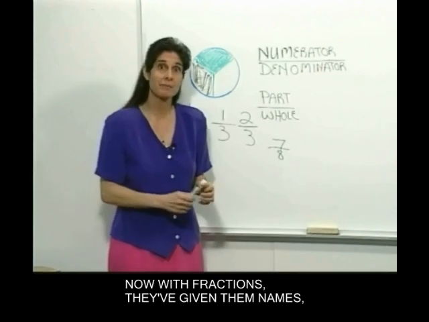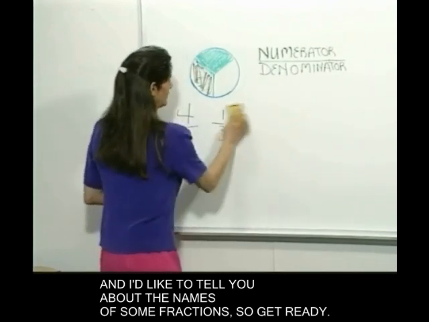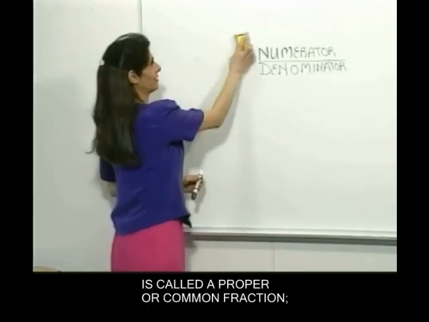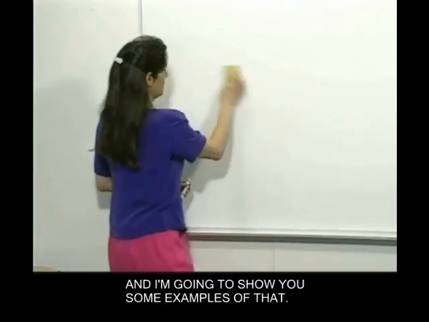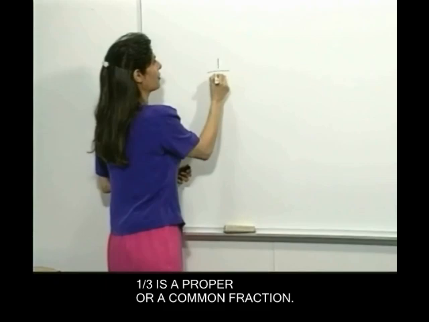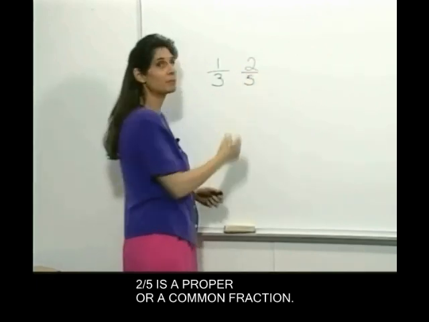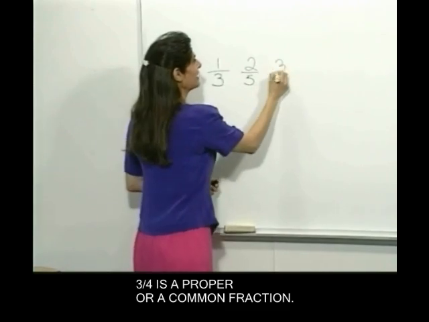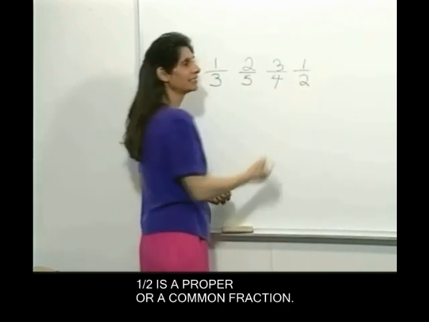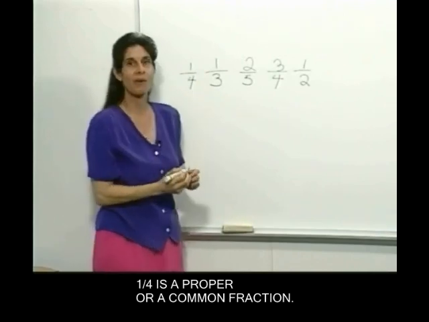Now, with fractions, they've given them names, and I'd like to tell you about the names of some fractions. So get ready. The first name that they've given a fraction is called a proper or common fraction, and I'm going to show you some examples of that. A proper or a common fraction is a plain old fraction. 1/3 is a proper or common fraction. 2/5 is a proper or common fraction. 3/4 is a proper or common fraction. 1/2 is a proper or common fraction. 1/4 is a proper or common fraction.